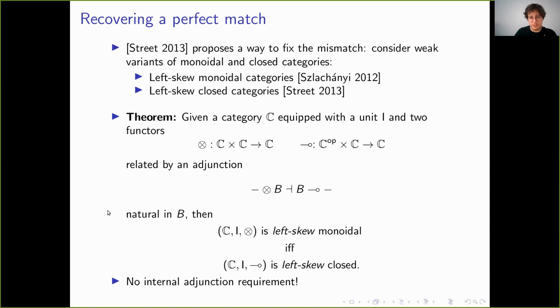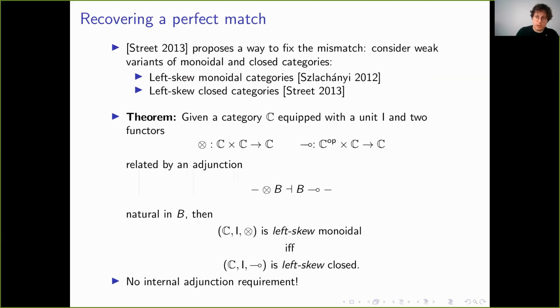And he formulates this theorem that says that if you have a category that is equipped with a tensor and the lolly, and they're related by the usual adjunction, then the pair I, tensor is a left-skew monoidal structure on C if and only if I, lolly is a left-skew closed structure on C. And there is no internal adjunction requirement. So in this sense, there is a perfect match between the two definitions.